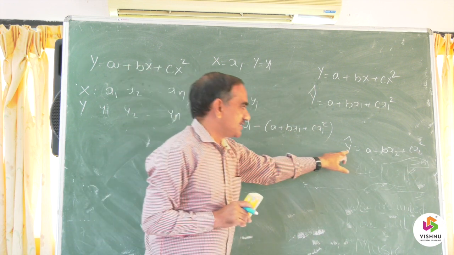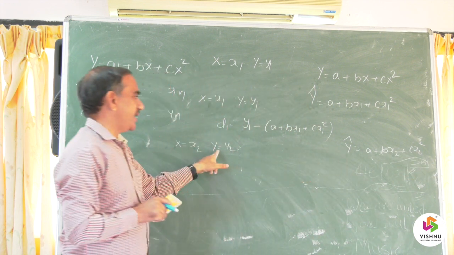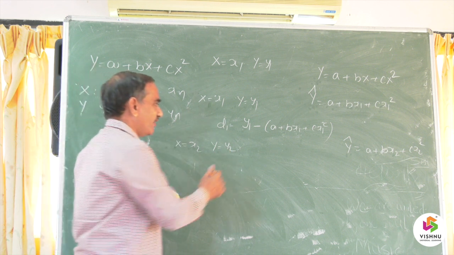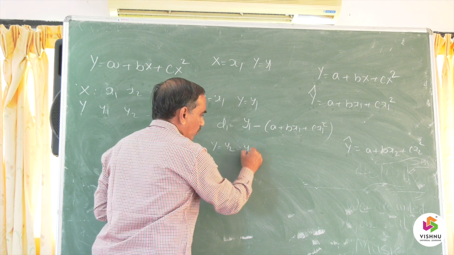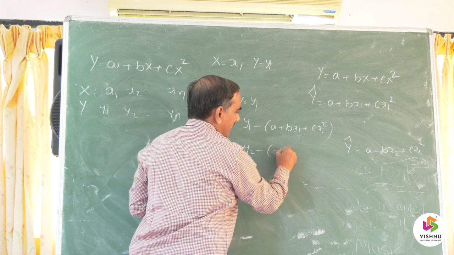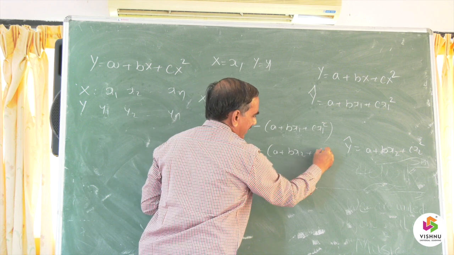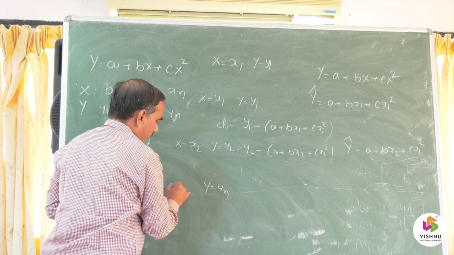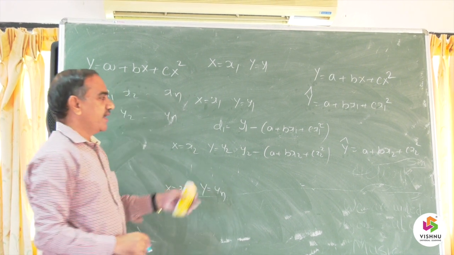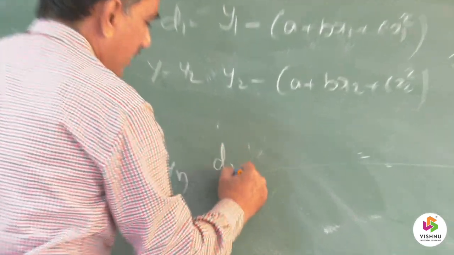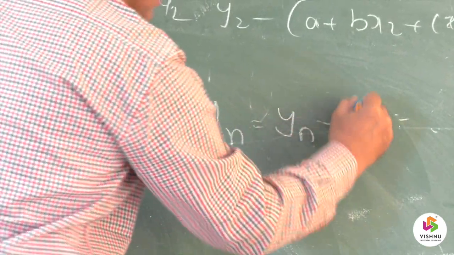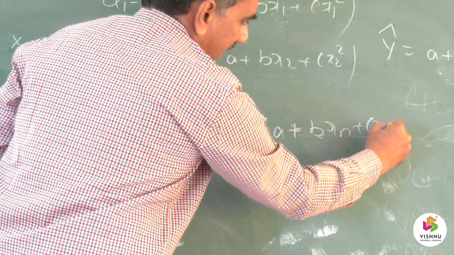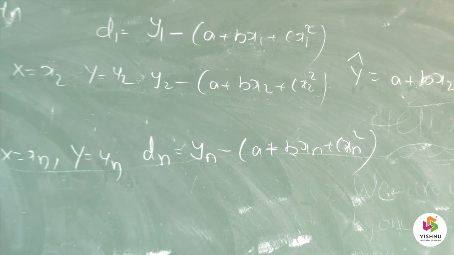In general, this estimated value once again may not be equal to the true value of y. So once again we have to allow some variation between the original value y2 minus the estimated value a plus bx2 plus cx2 square. Similarly, for the last value, when x is equal to xn, y is equal to yn. In this pair also we have to allow some variation, dn is equal to yn minus (a plus bxn plus cxn square). Similarly, for each value of y, we have to see some variation.